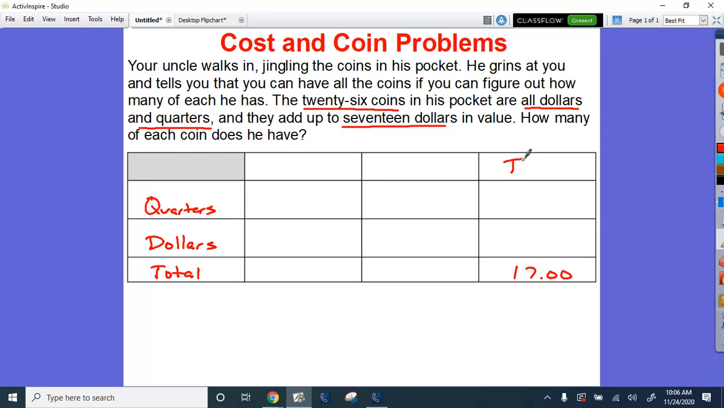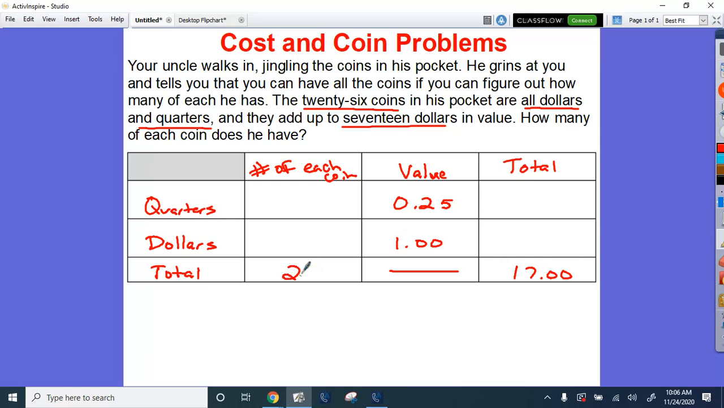Okay, again, here I have another total. And now what we have to have up here is the number of each coin, okay? So how many are there? And then the value of the coin. So what is it actually worth, okay? We know a quarter is worth 25 cents. We know that a dollar is worth, obviously, $1, okay? So now we just have to figure out how many of each coin we actually have.